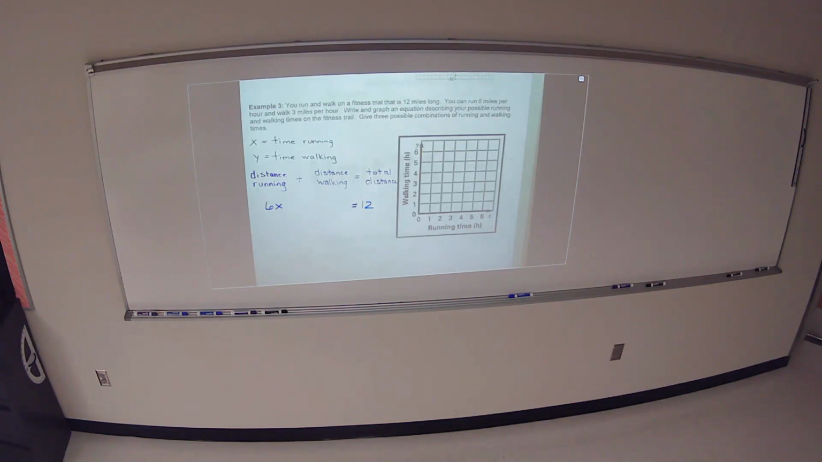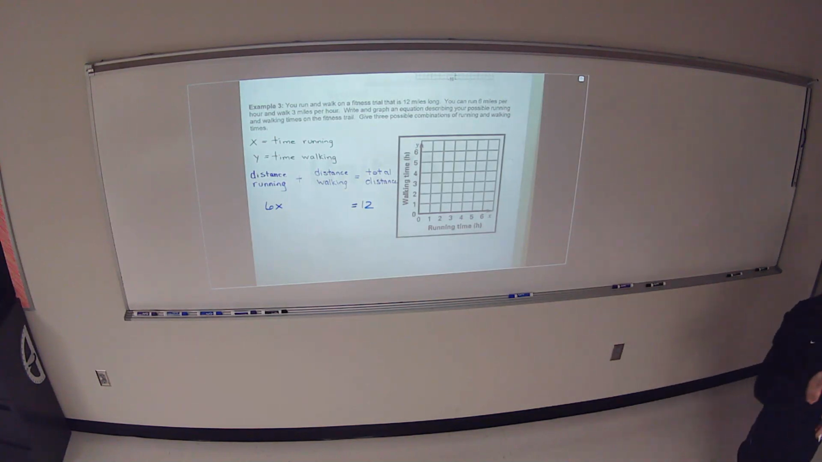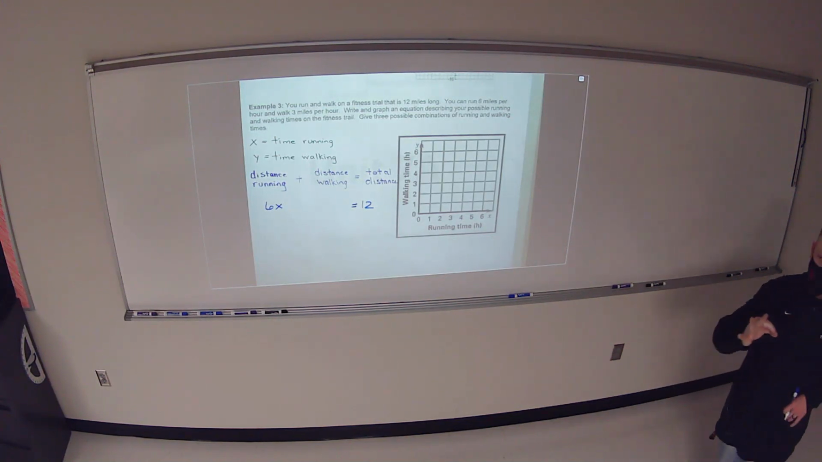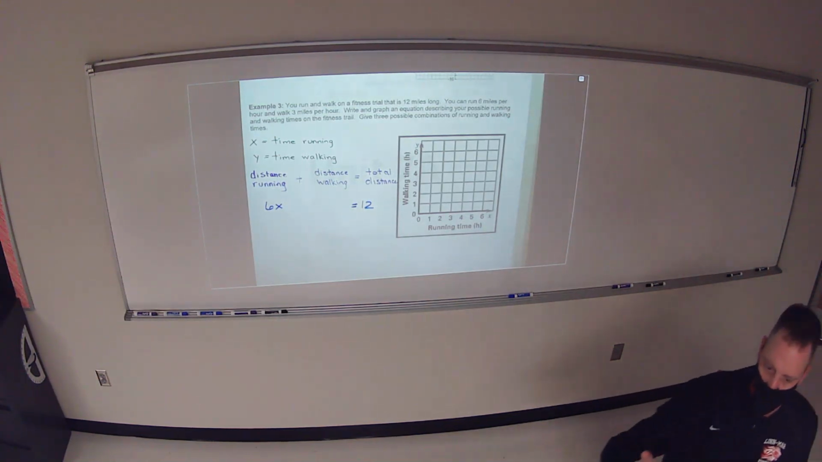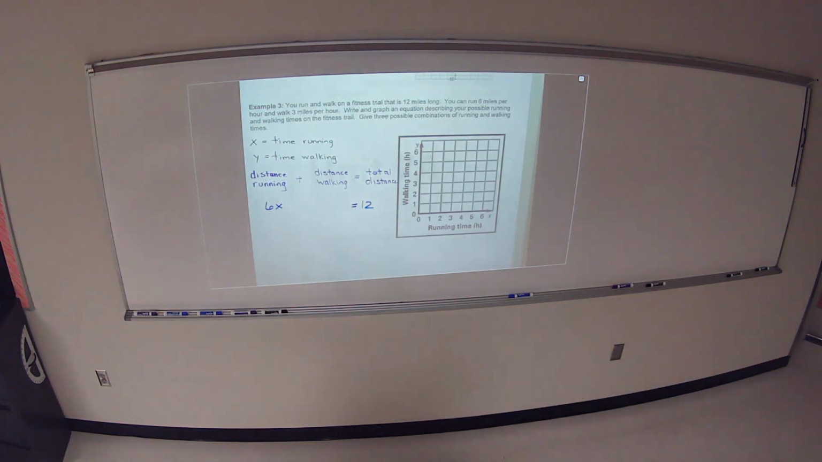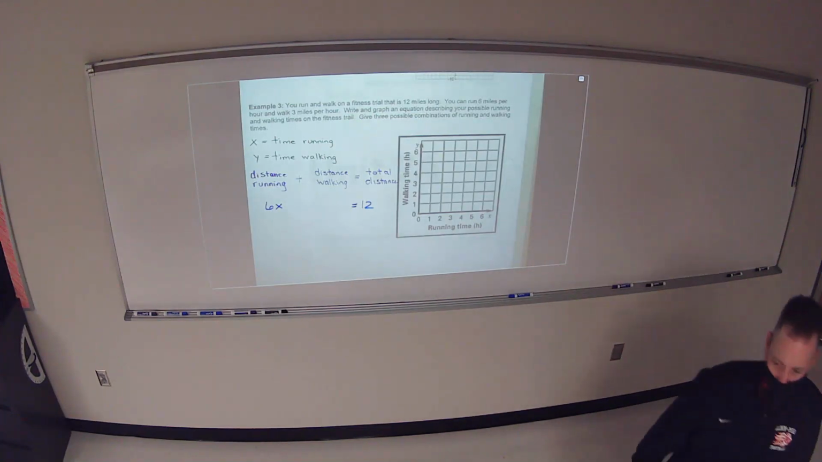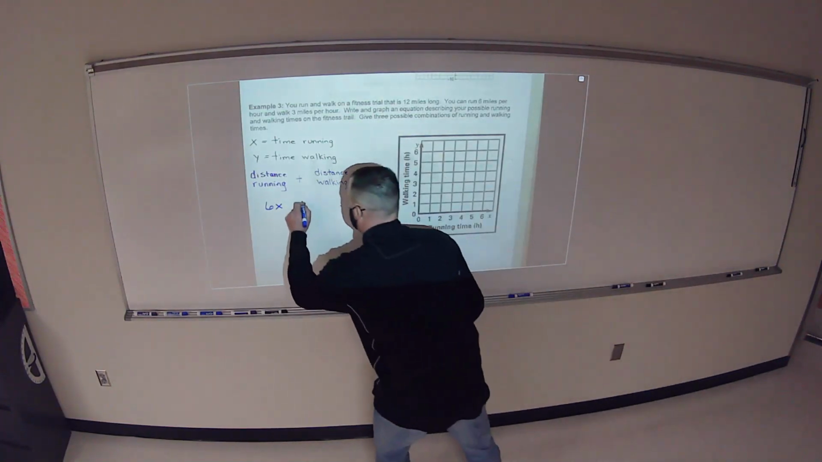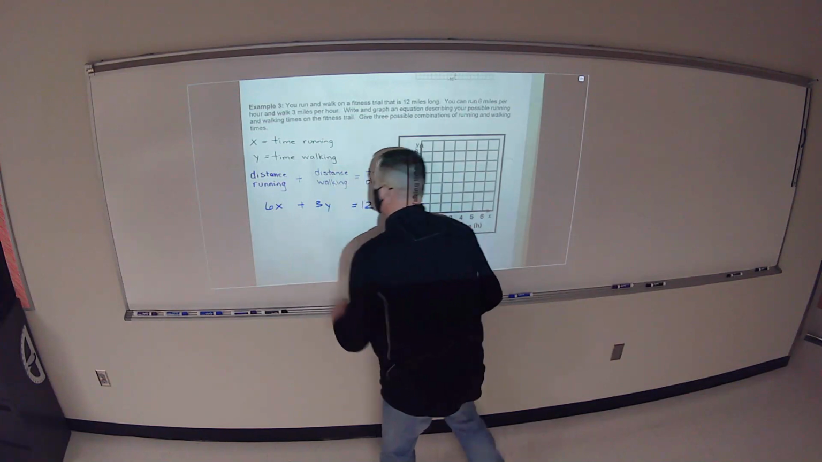Now, what do we know about when we walk? We're walking 3 miles per hour. Okay? So if you were to walk for 1 hour, you'd go how far? 3. If you were to walk for 3 hours, you'd go 9. If you were to walk for 5 hours, you'd go 15. But we're walking for Y hours. So how far is that? 3Y. So we're taking 6X plus 3Y is equal to 12.